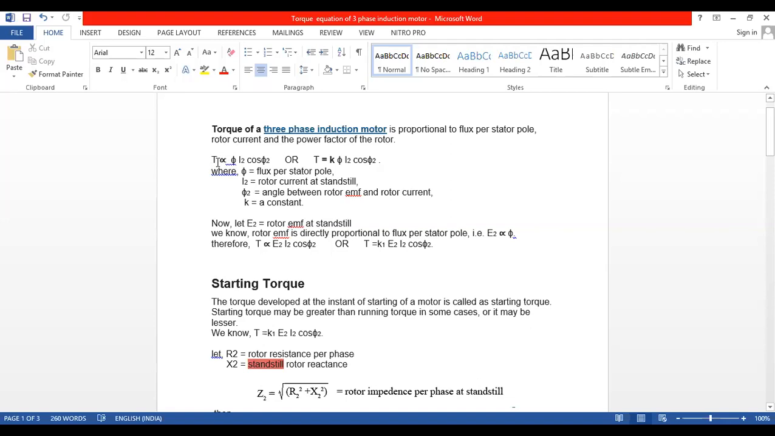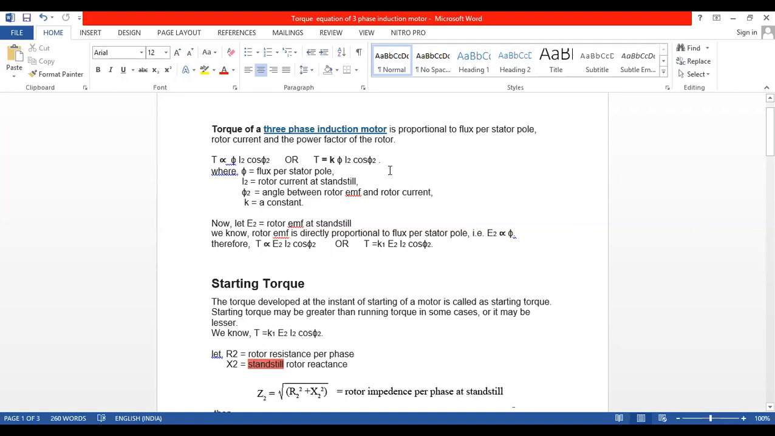In an examination also, you can write it in simple words: torque developed by the induction motor is directly proportional to the rotating magnetic field and the rotor current multiplied by the quality of power transferred from stator to rotor. The quality of power is represented by cos theta 2. Mathematically, we take K as a constant. T is equal to K into magnetic field into I2 into cos theta 2, where I2 is the rotor current. I hope this equation is quite sufficient. So what is the torque equation of a three-phase induction motor? T is equal to K into magnetic field into I2 into cos theta 2.